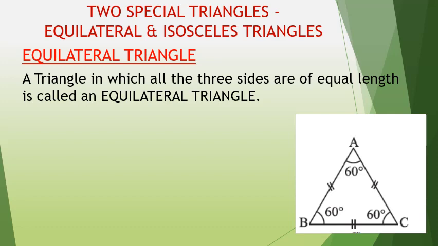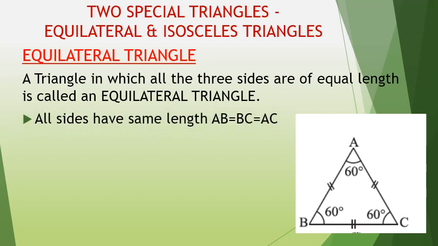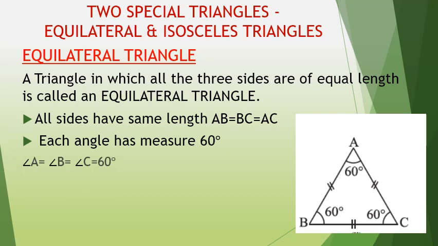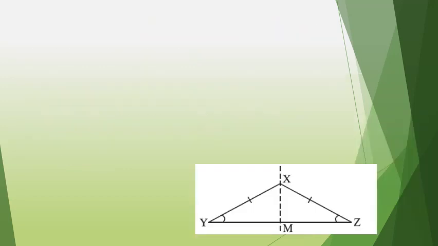Now we can see the properties of equilateral triangle. All sides have the same length and all angles are also the same measure, that is equal to 60 degree. Look at the figure given here. Triangle ABC. Two lines on the side indicate that the sides are equal in measure, and it is given all angles are of the same measure, and that is 60 degree.